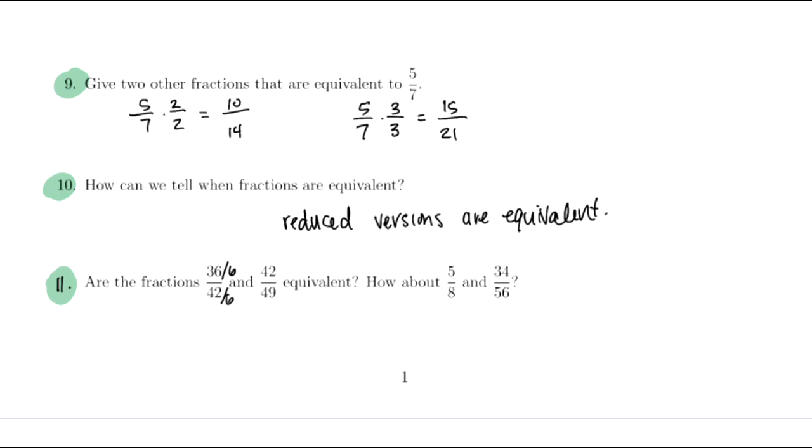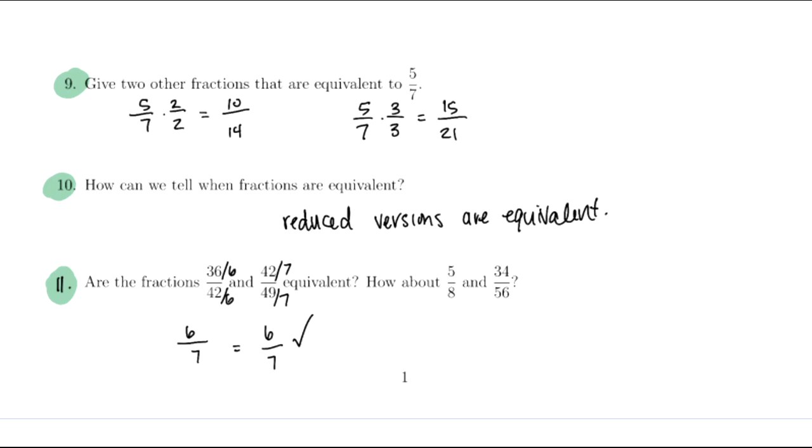What's 36 over 6? It's 6. What's 42 divided by 6? It's 7. 42 has a 7 and so does 49. So 42 over 7 is 6. 49 over 7 is 7. So those are equivalent. What about 5/8 and 34/56?